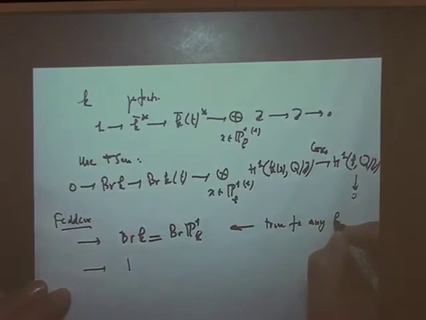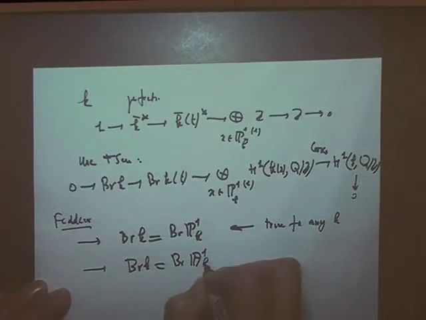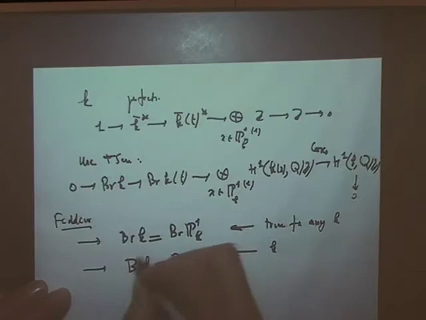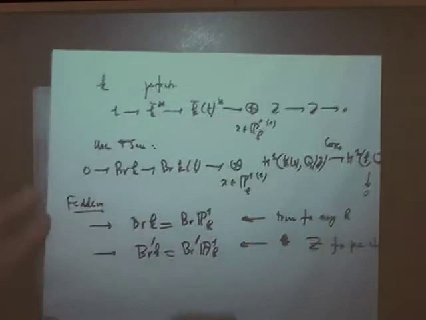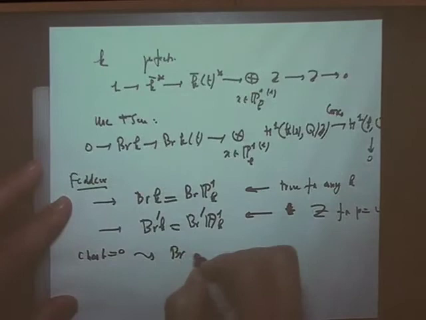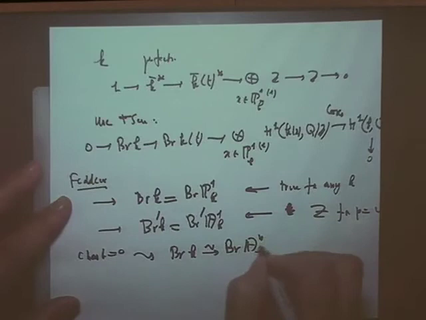Now, one which is not true for all fields is this one: Br(K) = Br(A^1_K). I have to put a dash here. You have to be careful when p is equal to the characteristic of K. Okay, and then from this, let me stick to characteristic of K equals zero. You can deduce that the Brauer group of K is isomorphic to the Brauer group of A^n_K.